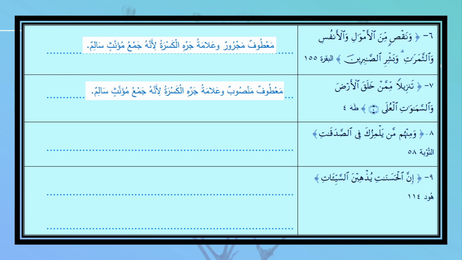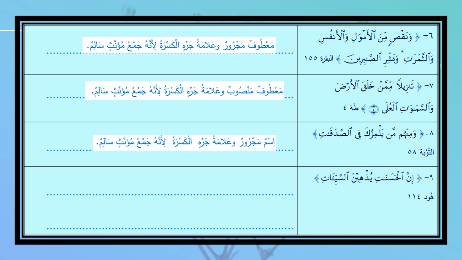ومنهم من يلمزك في الصدقات. فمنهم من يلمزك في الصدقات. After harf jar coming the muannas, so it's اسم مجرور. Let's check. اسم مجرور علامة جره الكسرة لأنه جمع مؤنث سالم.